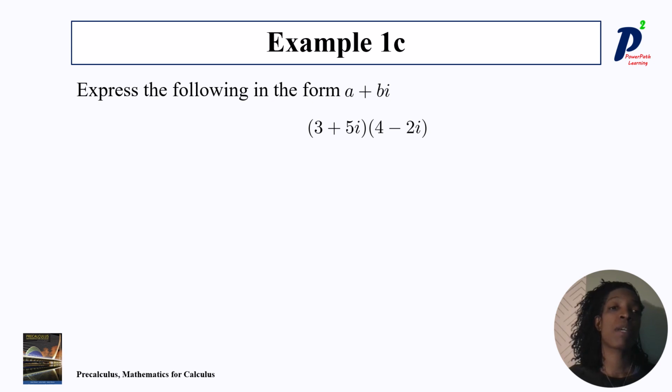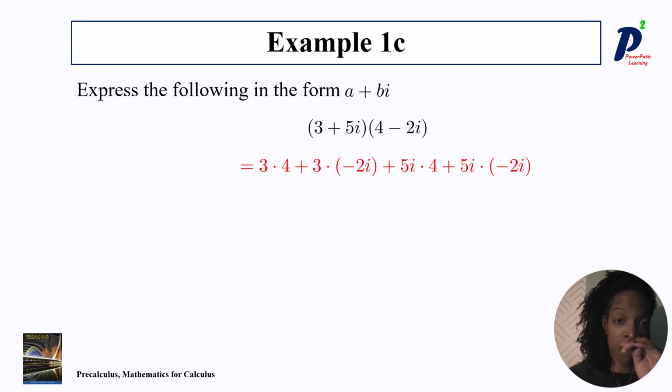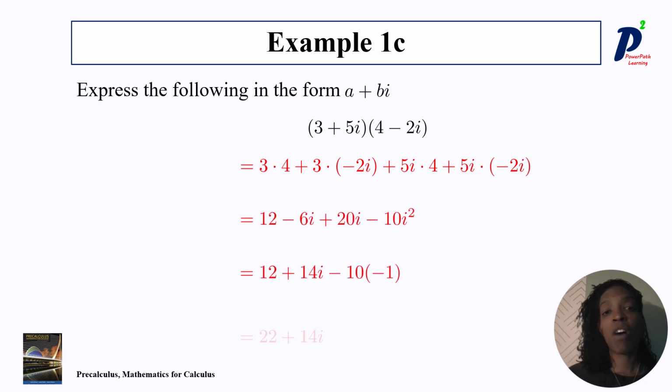Okay, so we need to express the following in the form a plus bi. All that means is we need to split our real and imaginary parts once we get everything figured out. So first I'm just going to FOIL as usual. 3 times 4 plus 3 times negative 2i plus 5i times 4 plus 5i times negative 2i. Then I'm going to simplify to get 12 minus 6i plus 20i minus 10i squared. Now I have to remember that i squared is negative 1. I substitute for that, recombine my like terms, and I get 22 plus 14i.